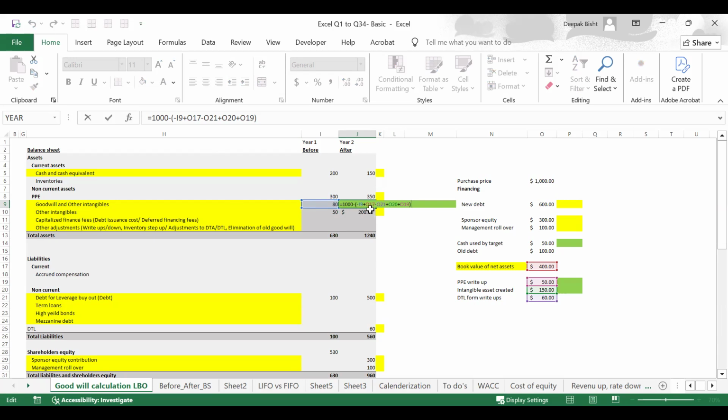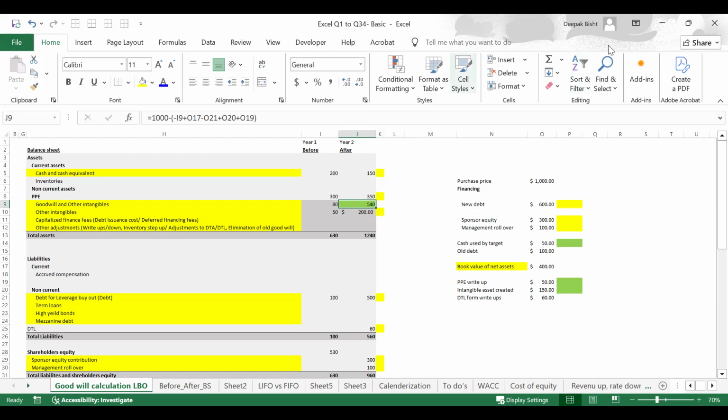I have now added back the book and the asset value, the previous book value of the company. Then I have subtracted the PPE write-up. Then I have added the intangible asset created. Then I have added the DTL from write-ups. And I have subtracted everything from the purchase price, the new equity, the new price at which the goodwill is adjusted. From the purchase price, I have adjusted everything. And this has created a goodwill of $540.